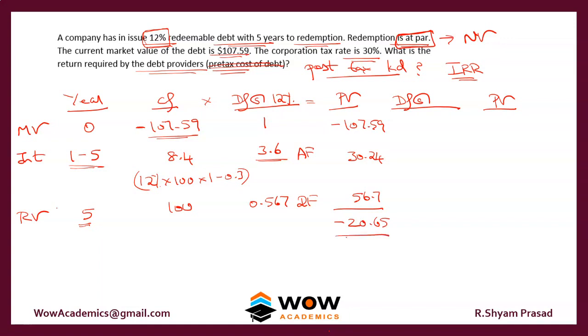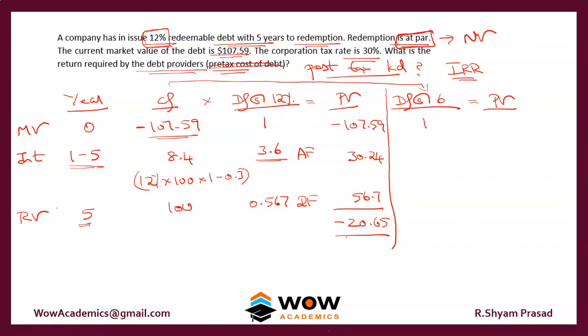Okay, so now what we have to do is, as we get a negative NPV here, we have to take a lower discount factor. So we'll take a lower discount factor, something like 6%, and we'll do the same procedure. We are going to multiply this cash flow with this discount factor, and we are going to get this answer. The first year number is always 1, so that is not a problem.